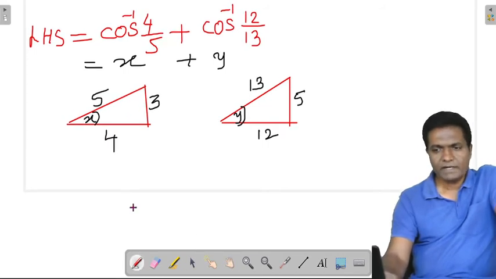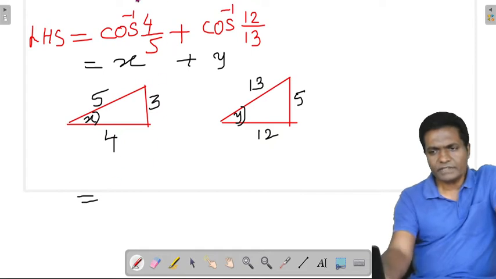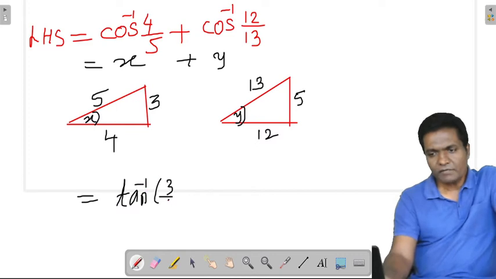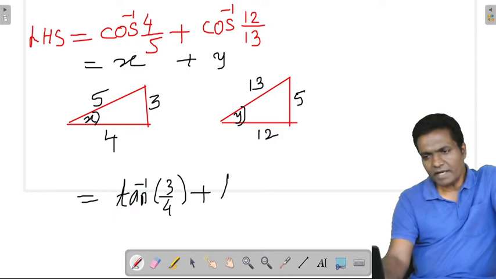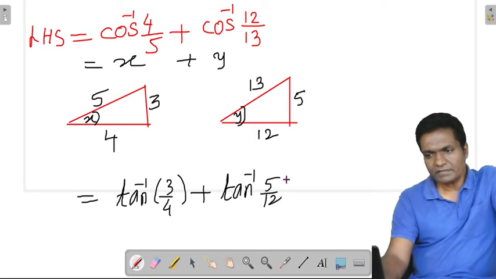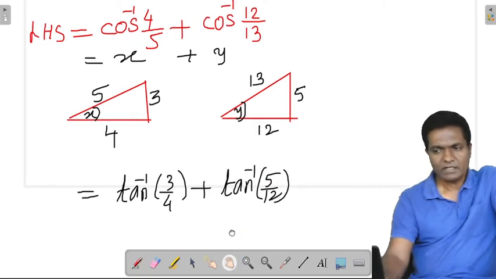Now when it comes to tan, what happens? This can be written in terms of tan as tan inverse of 3 by 4, and this can be written in terms of tan as tan inverse of 5 by 12, very easily you can write.